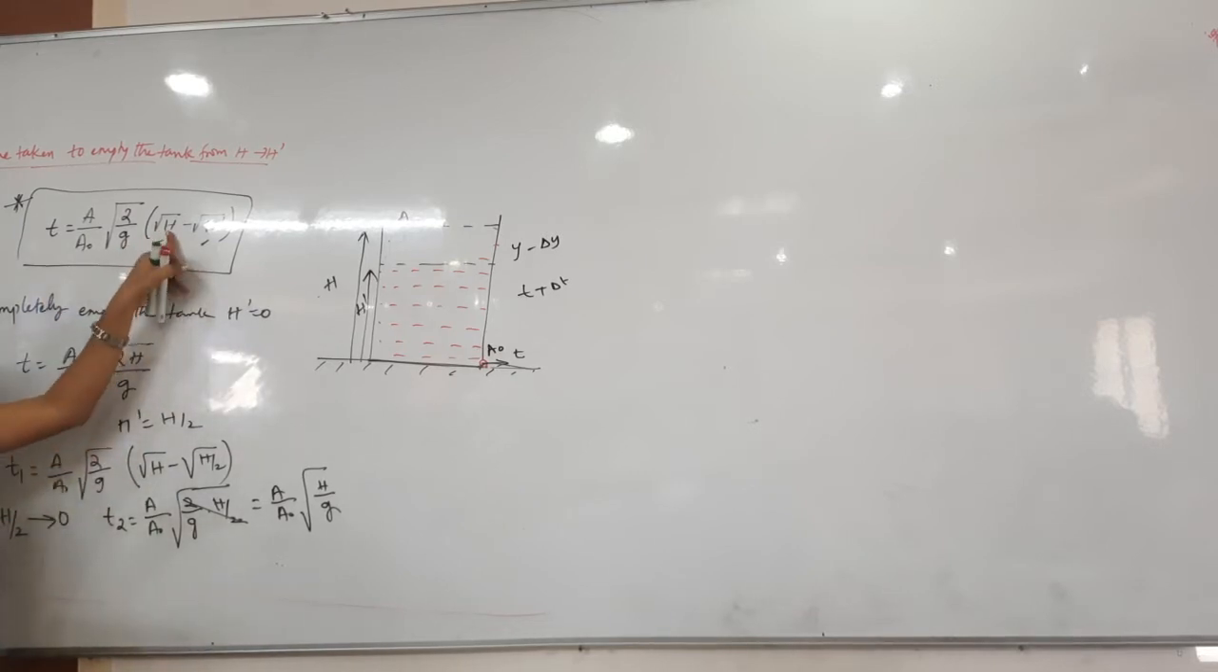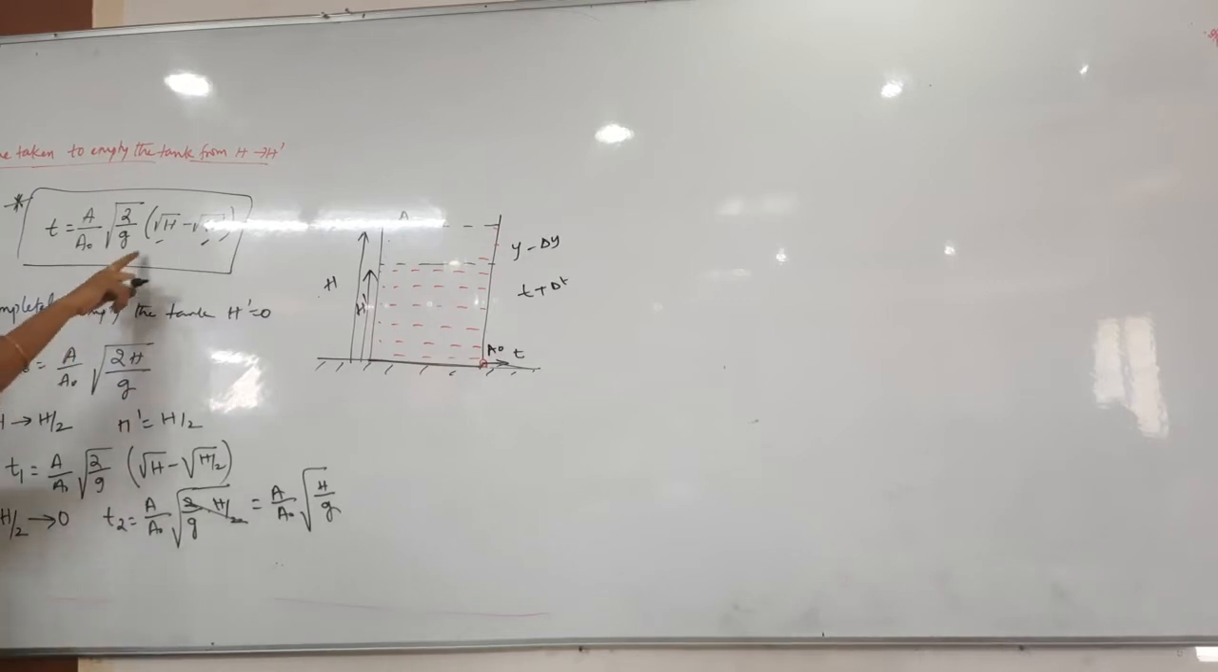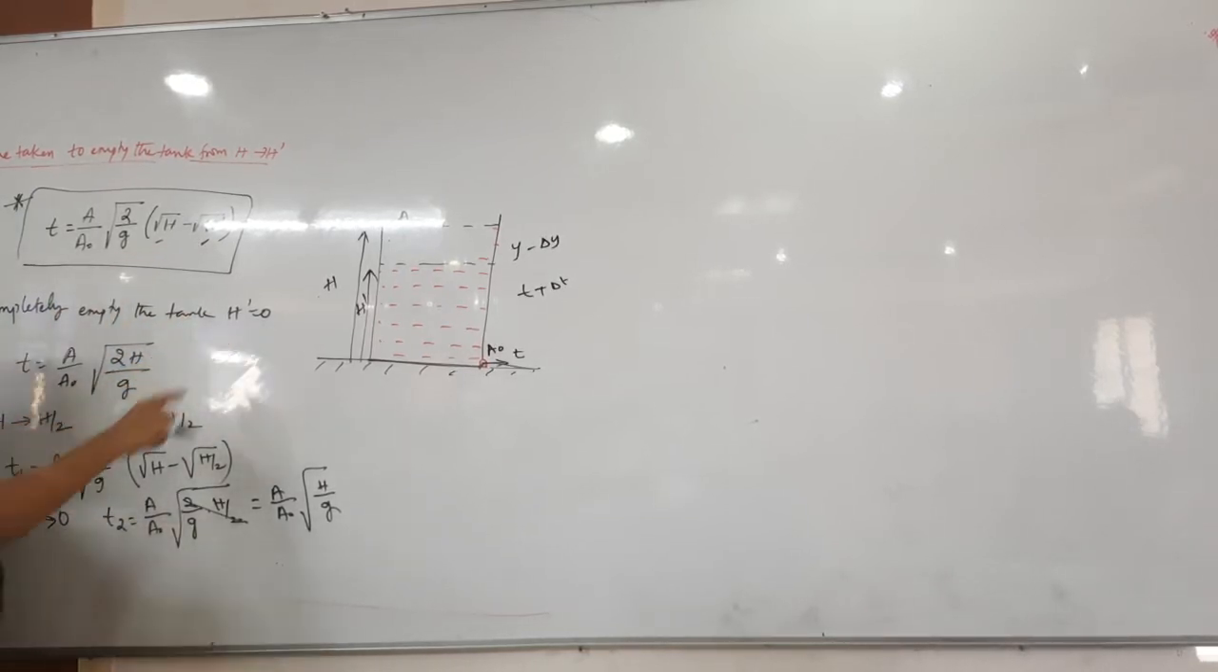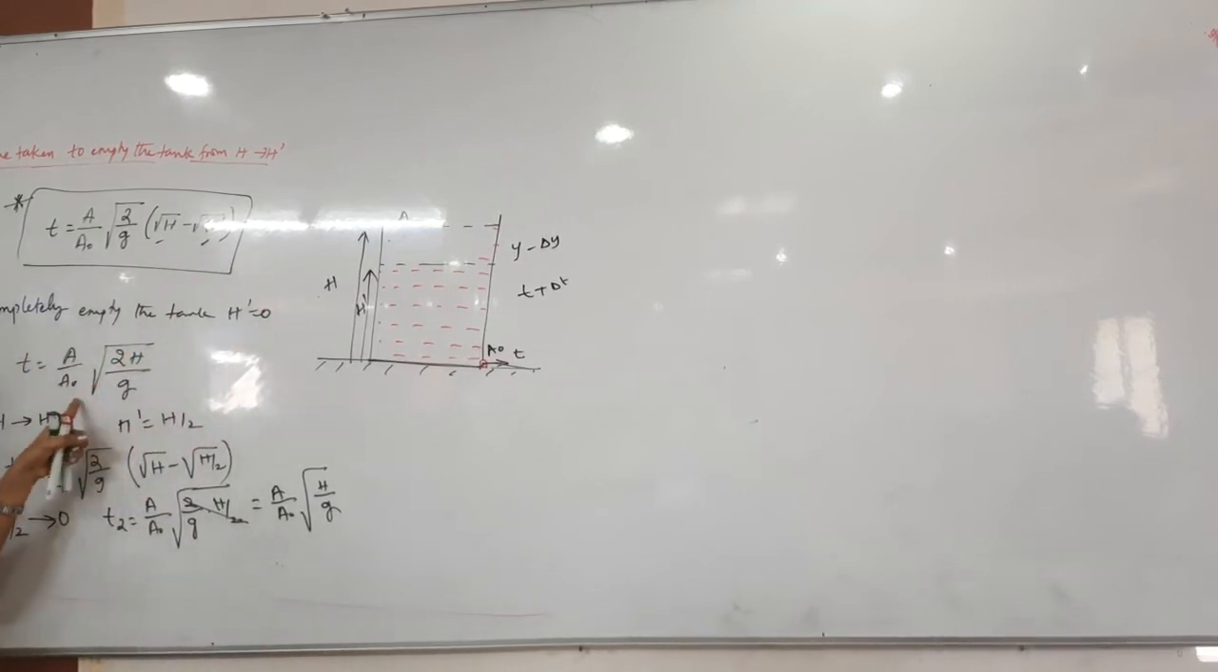So initial height is how much? h. Final height is how much? h dash you have to consider. Now whenever I want to empty completely, then h dash value becomes how much? The final value becomes 0. Substitute h dash equals 0 and get the value here.